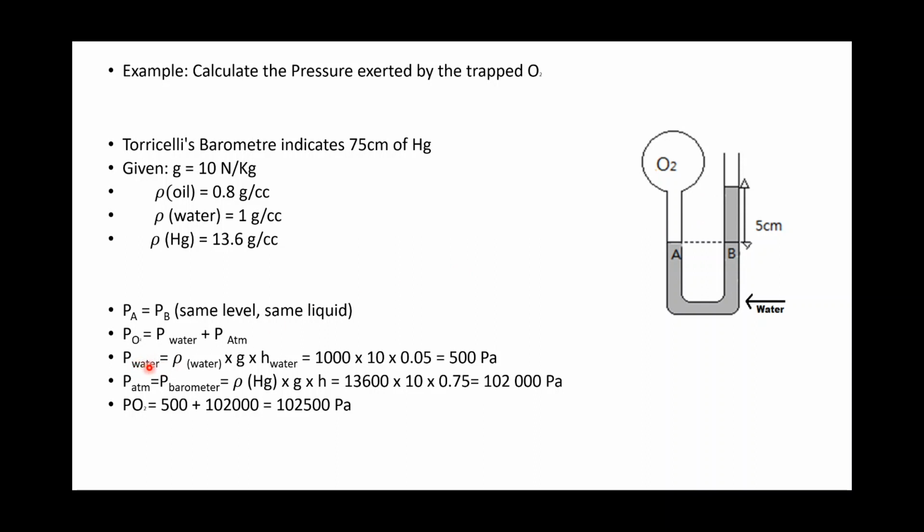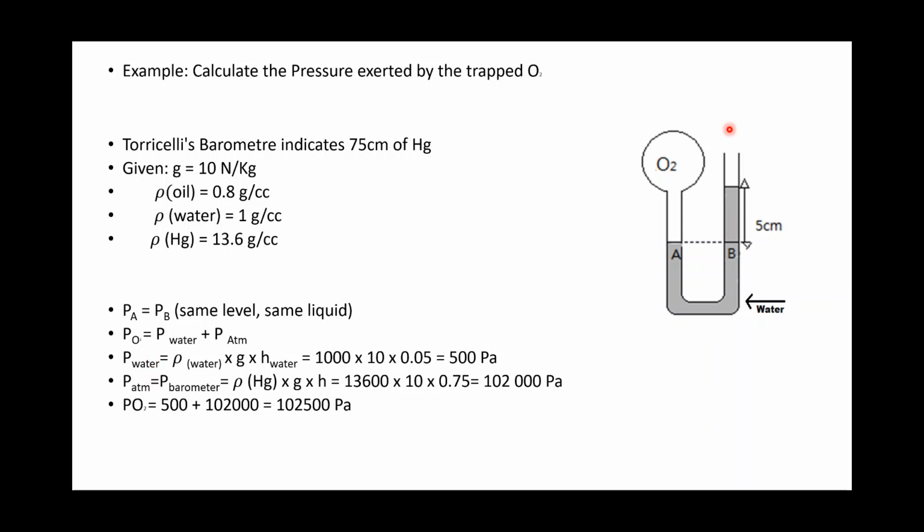Now the pressure due to water is given by rho times g times h. Rho is given as 1,000. Even if you were given it as grams per cc, you have to change that into kilogram per meter cubed, so we just multiply by 1,000. Times g, which is 10, times the height of water. In this case it's 5 centimeters, which we have to change into meters, so that would be 500 pascals. Now this is the pressure exerted by water.